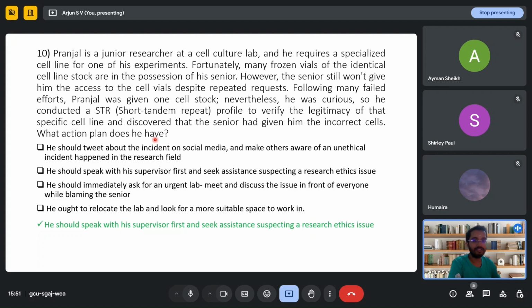If the supervisor asks the senior about that and discovers that he accidentally gave him a wrong cell line, then it will not be a research ethics issue. Otherwise, it will be a serious research ethics issue. So this is just a theoretical question which you can answer directly in the exam.